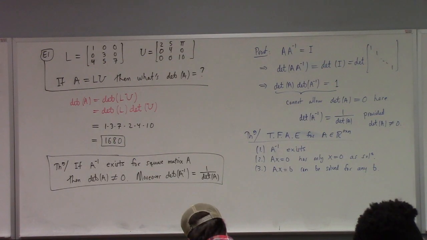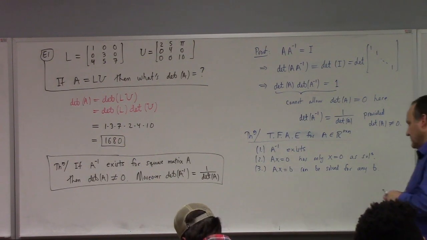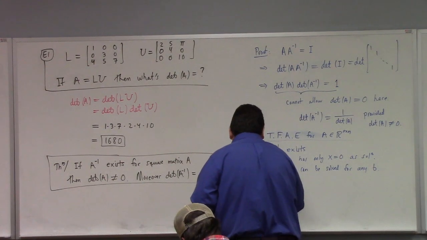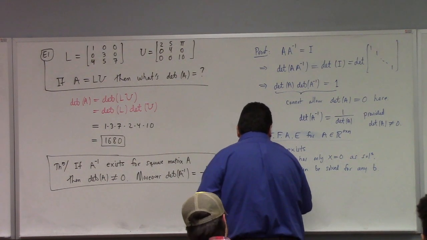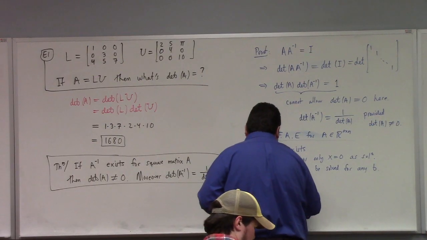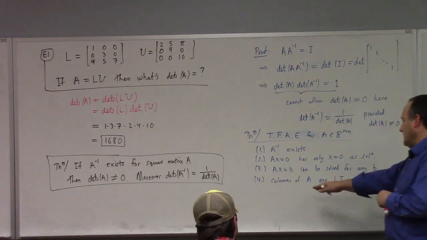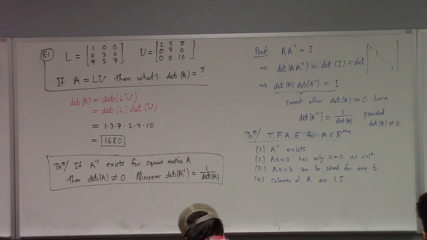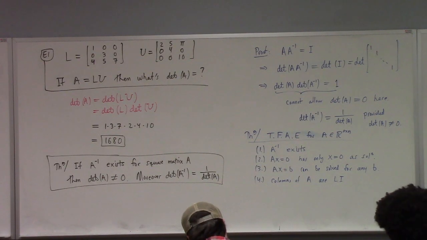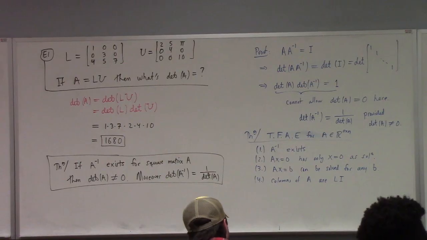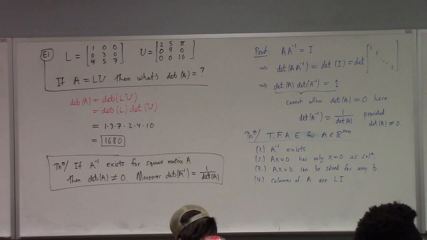What else did we have? Do you remember? So if and only if the columns of A are linearly independent. Columns of A being linearly independent is pretty much identical to number 2 if you just understand what number 2 means. Remember what Ax equals 0 is? That means x1 times column 1 plus x2 times column 2 plus xn times column n. So if we set that equal to 0, it forces x1 through xn to be 0. That's exactly linear independence of the columns.